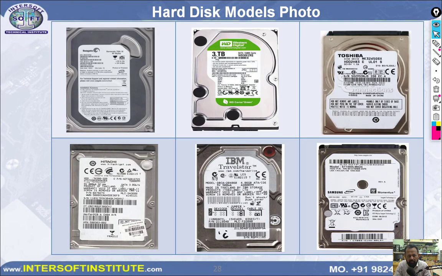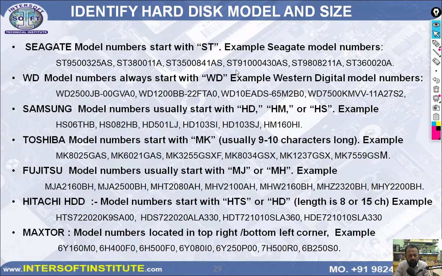A hard disk has a model number like this, 3 TB, Toshiba, IBM, Hitachi, this is a desktop hard disk, and a laptop hard disk also has the same type of model number, everything is written on the hard disk. Seagate has some model number, WD it will be written like this, WD. Samsung sometimes HM, Toshiba MK, Fujitsu MJA like that, Hitachi HTS, HDE, Maxtor it will be written like this model number.